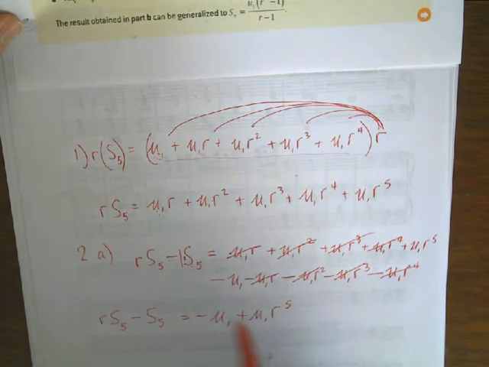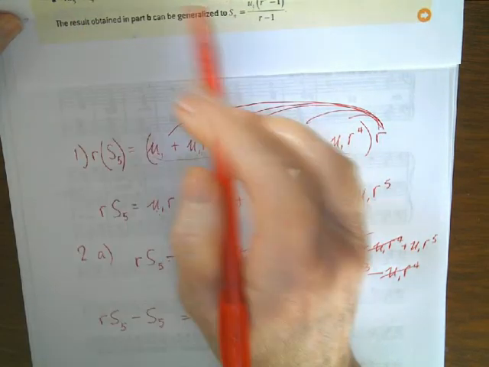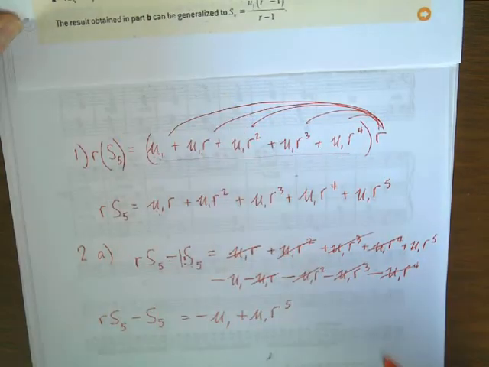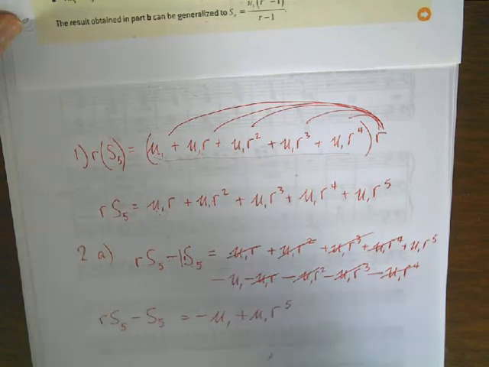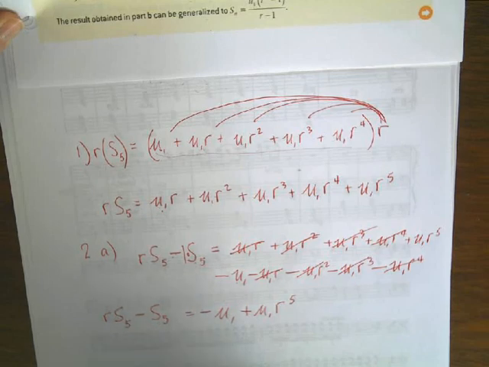Find an expression in terms of u and r for that. And then they want us to find an expression just for the sum of the first 5 terms. So that means I'm going to take this and get s sub 5 by itself. Well, how am I going to get s sub 5 by itself? I have 2 of these right now, so I'm thinking, you know what? I can actually factor this out.